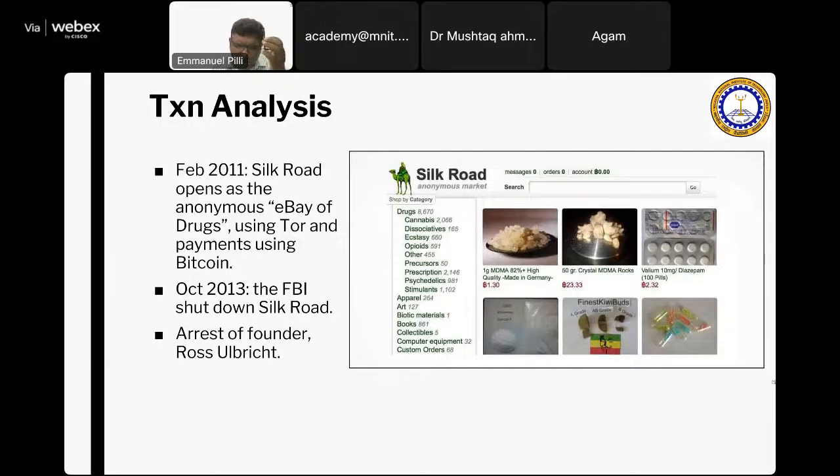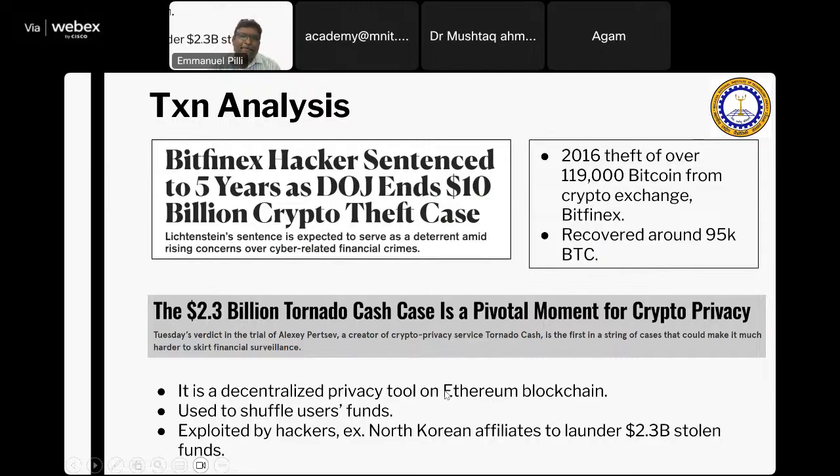And then you sell what is called drugs, marijuana, and pornography content, child abuse, child sex abuse material, CSAM, all these things, and then it's a risk here. But anyway, within a few years, the FBI shut it down because it realized that it was US based, and they shut it down, right? So they also arrested the founder, Ross Ulbricht. That is how it works, right? So the Bitfinex hacker was also sentenced to 5 years as DOJ ends $10 billion crypto theft case.